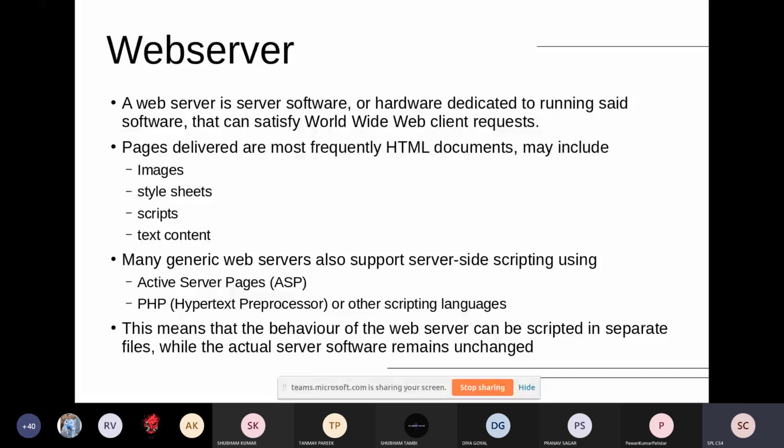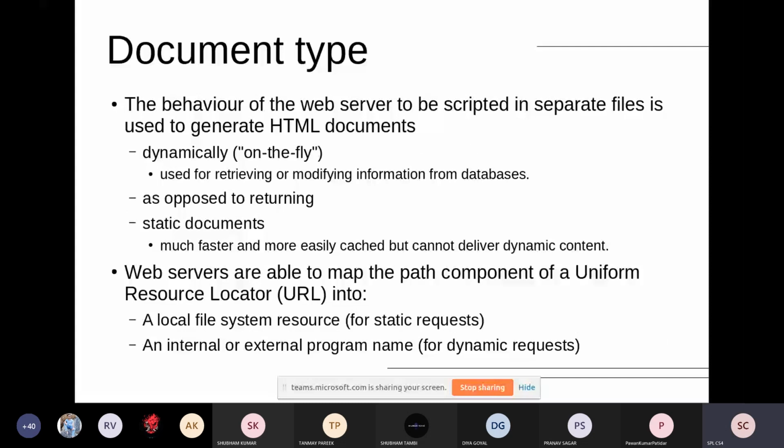Many generic web servers also support some server-side programming or scripting. Of course, ASP, PHP (Hypertext Preprocessor), or other scripting languages are supported by server-side scripting. This means that the behavior of a web server can be scripted in separate files while the actual server software remains unchanged. Now, talking about various document types, the behavior of web servers scripted in separate files is used to generate these HTML documents. They could be generated dynamically, meaning on the fly, or they could be static documents.